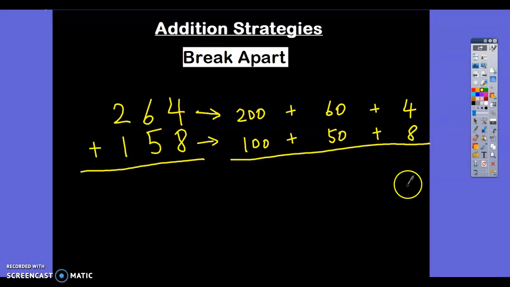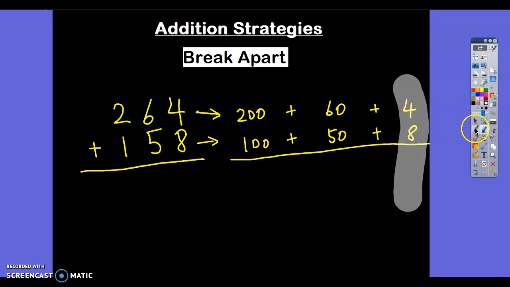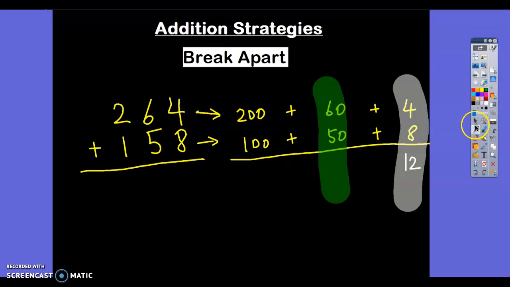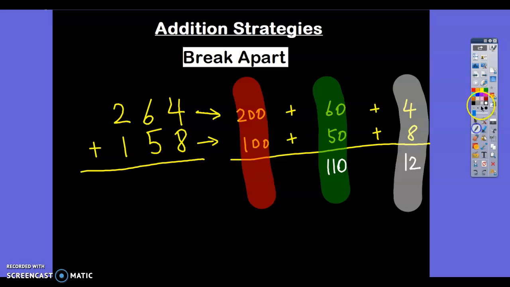Now we're going to add vertically. We're adding them by place value. So let me add the 4 and 8 first. That would equal 12. I'm going to add 60 and 50 next. I know 60 plus 50 equals 110. Last but not least, I'm going to add my 200 and 100. And the answer would be 300.